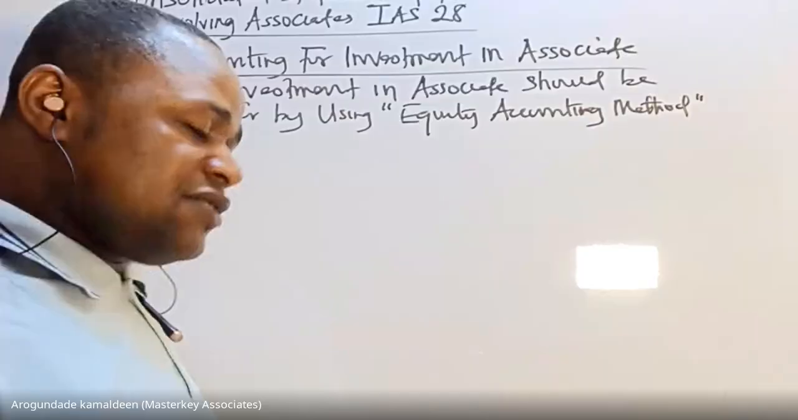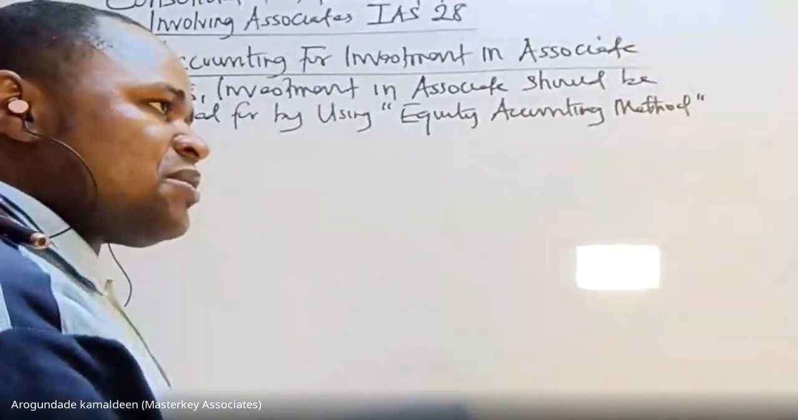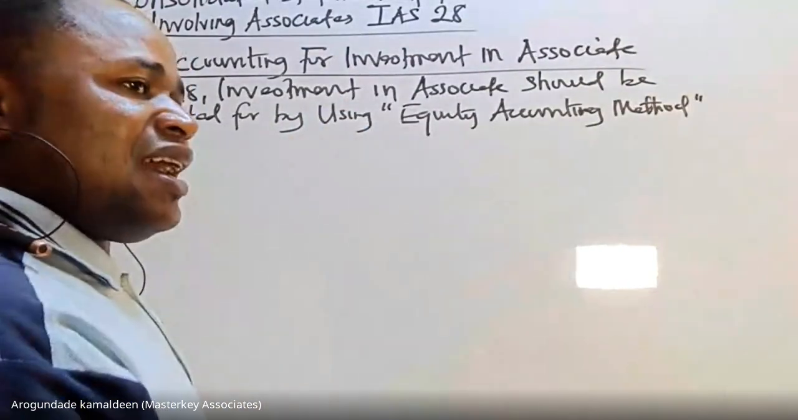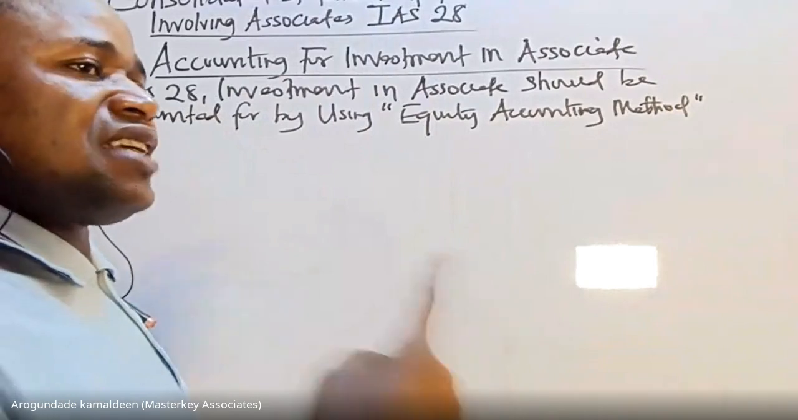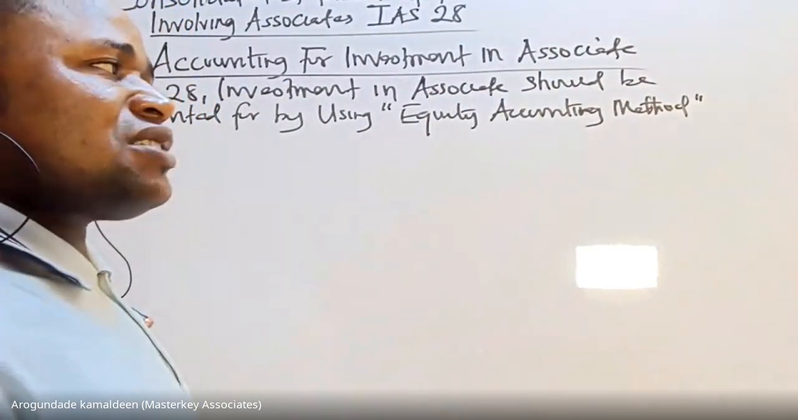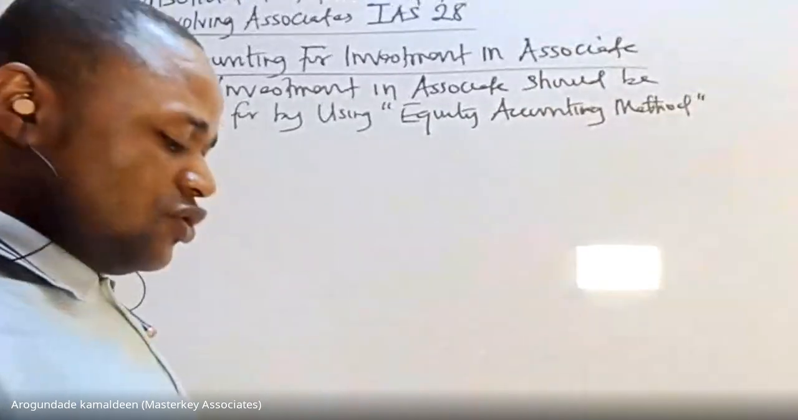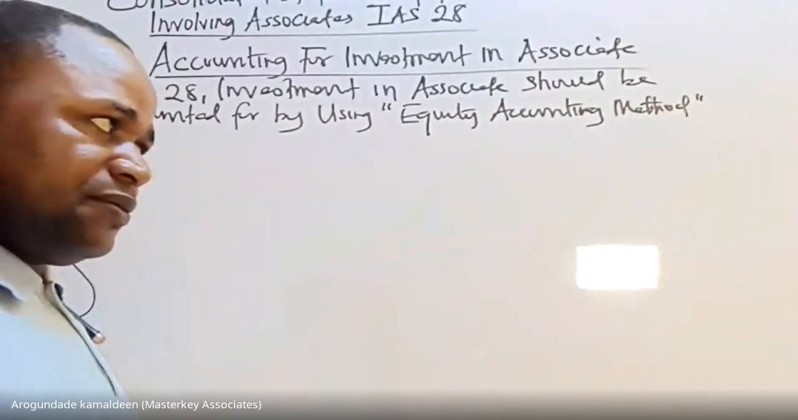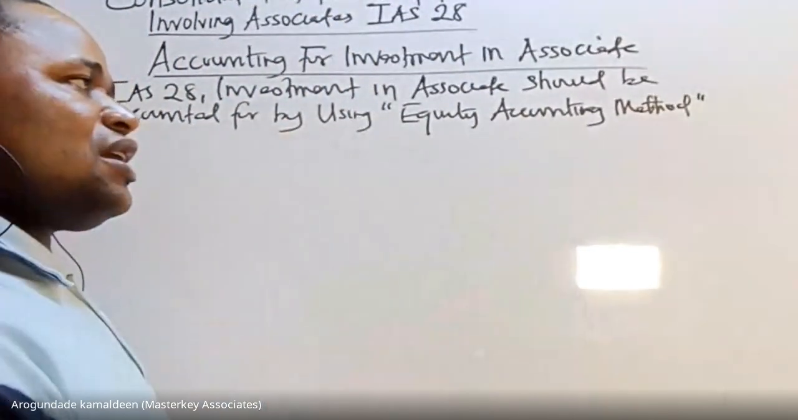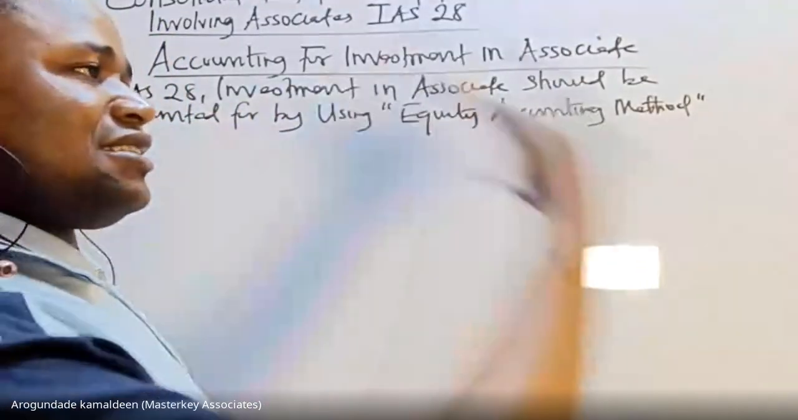Yes, it's an accounting method whereby the investment in the associate is initially recorded at cost, and thereafter adjusted for the investor's share in the post-acquisition changes in the net asset of the associate. What are we saying? Initially, you are going to recognize your investment at cost, the actual amount you invested.